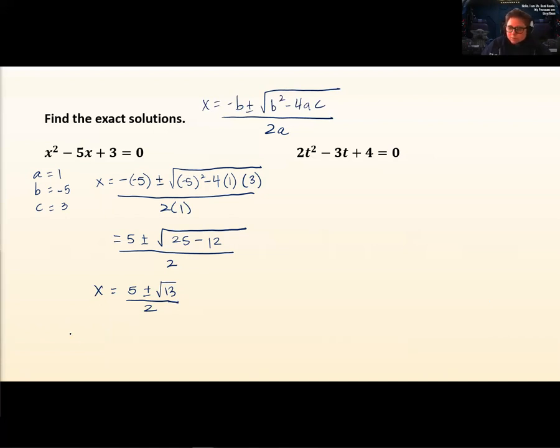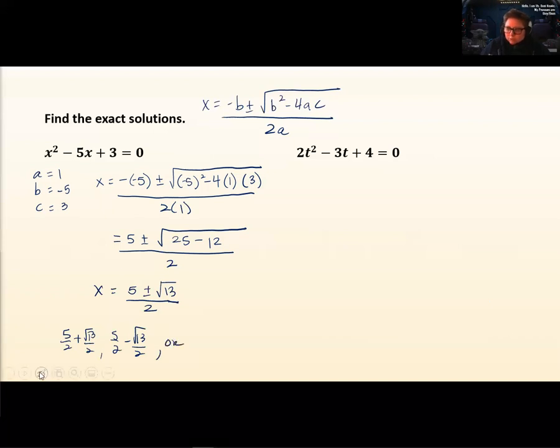You could write it a couple ways. You could write it as 5 halves plus square root of 13 halves and 5 halves minus square root of 13 halves. Or you can write it as 5 plus square root of 13 over 2, 5 minus square root of 13 over 2. So both of these are correct and should get you the right answer.